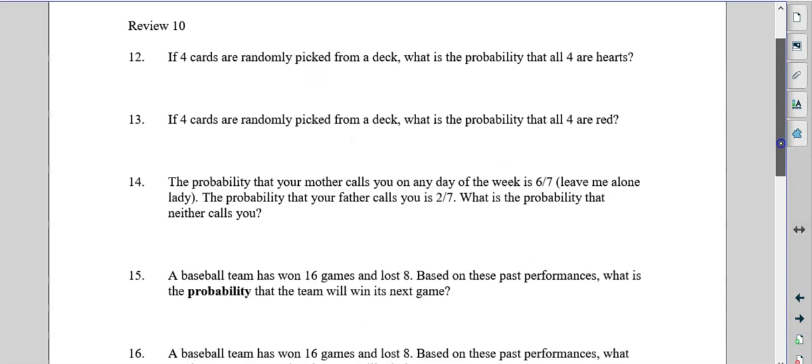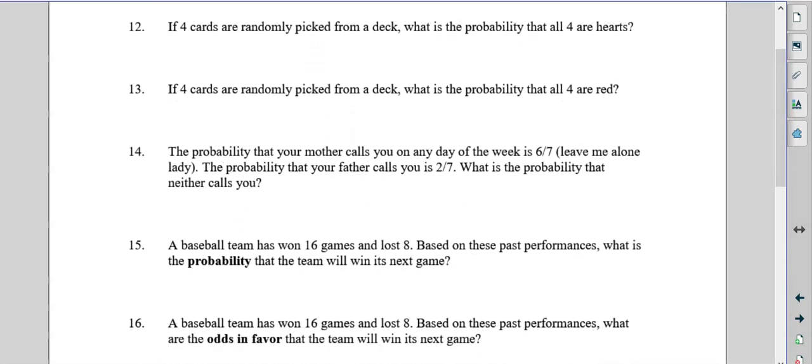Right. Number 10. 4 cards randomly picked from a deck. What's the probability all 4 are hearts? Okay. Well, there's 13 hearts out of 52. If the next card is chosen out of 51, there's only 12 hearts left. Next card chosen, there's only 50 cards left, and only 11 hearts left, theoretically. And the last card is chosen from 49 remaining cards, and the 10 remaining hearts.